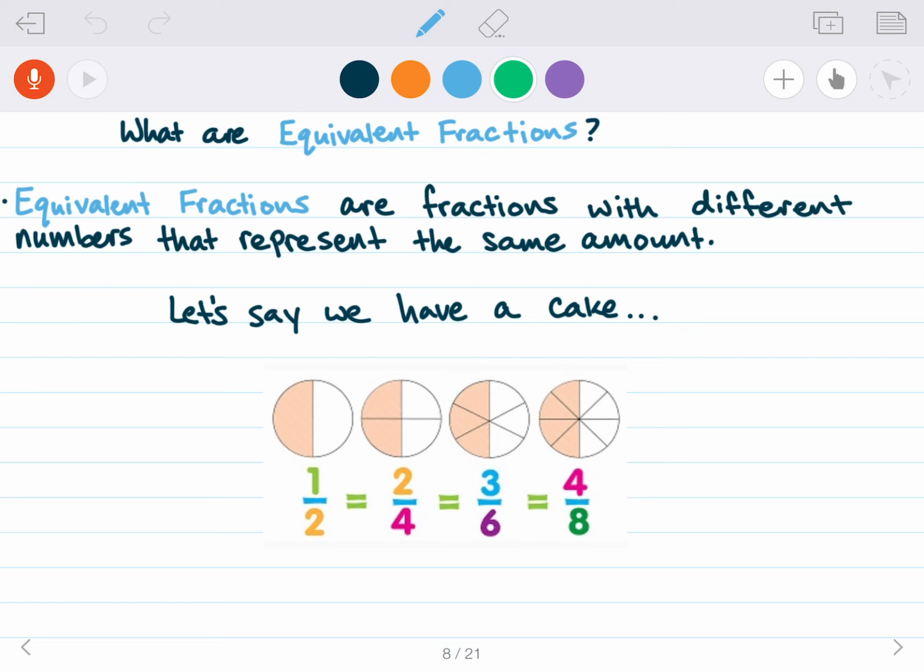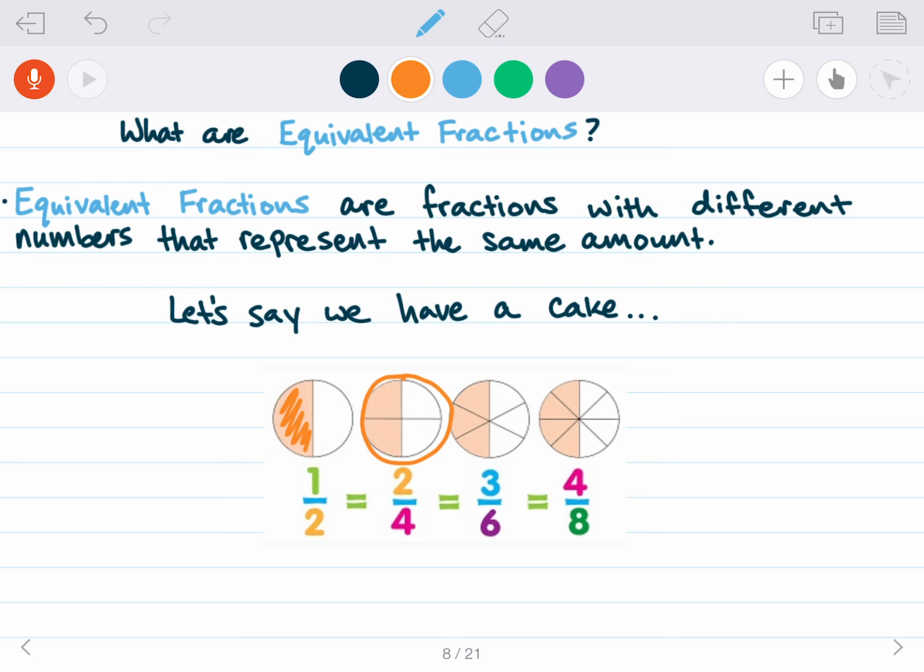All right, so let's talk about something called equivalent fractions. So equivalent fractions are just fractions that have different numbers in the numerator and denominator, but they represent the same exact amount. So let's say we have a cake, and there's a lot of different ways we can cut pieces of cake, right? So like if we have a cake and we just split it down the middle, we only have 2 pieces, right? So this amount right here can also be represented in this way, right?